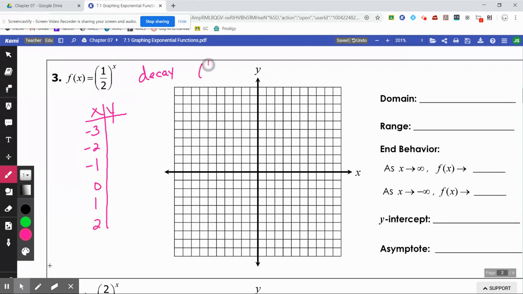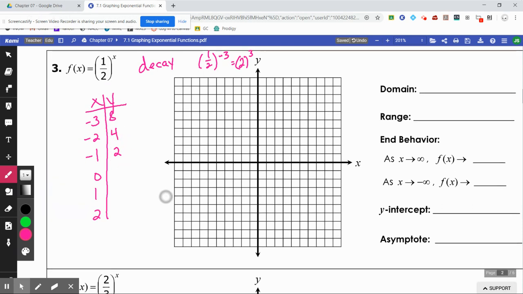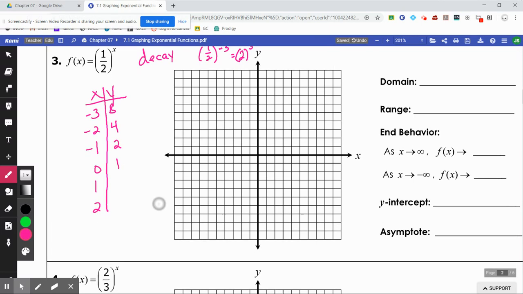Reminder, to do 1/2 to the -3 power, which is the first one we're plugging in. To raise a fraction to a negative exponent, you can flip your fraction and change it to a positive. So 1/2 to the -3 is 2 to the +3, which is going to be 8. Do the same thing with the -2, and you're going to get 2 to the second, which is 4. 1/2 to the -1 is 2. Anything to the 0 is 1.